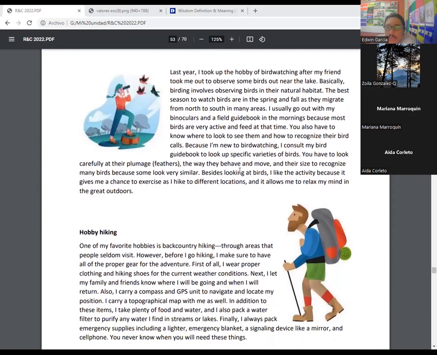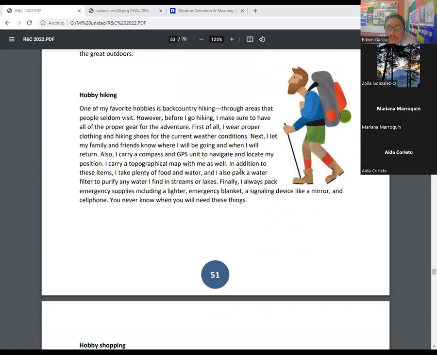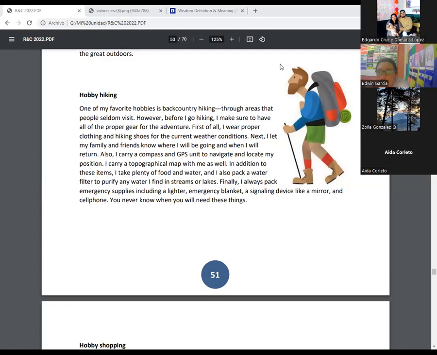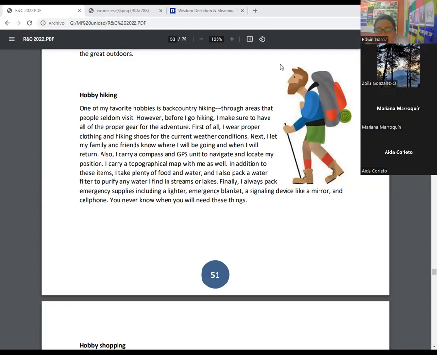Let's see. I need another volunteer for the second reading. In this case, the hobby is hiking. Who wants to read the second one? Okay, Edgardo, come on. Okay, teacher. Hobby: hiking.